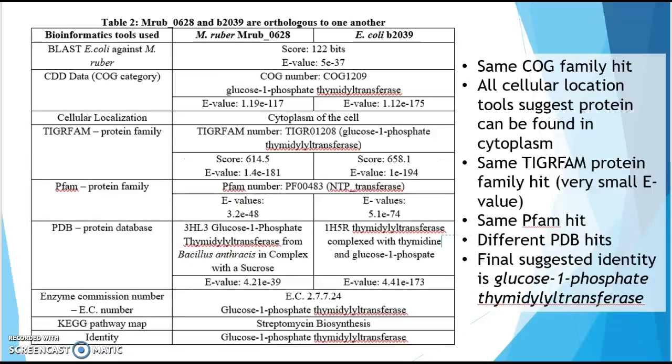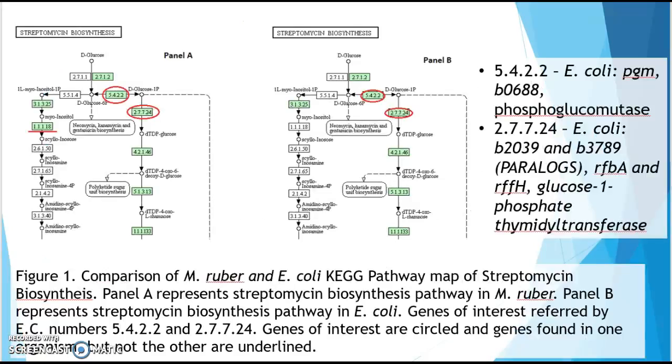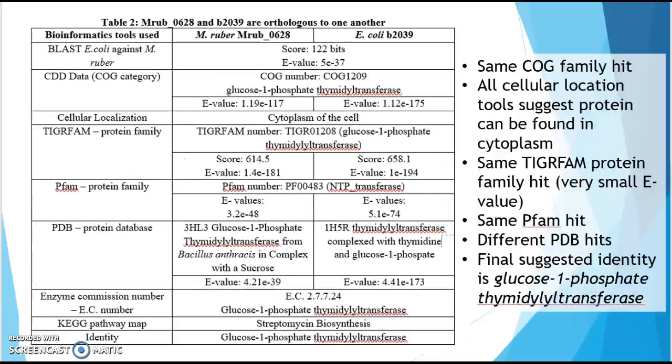For MRUB0628 and B2039, which were represented by the EC number 2.7.7.24, they also were analyzed using bioinformatics tools. Again, it could be seen that for the CDD database, they matched up with the same COG family, which was COG1209. This suggested that they coded for the protein glucose-1-phosphate thymidylyltransferase, which is identical to what the KEGG pathway map suggested. It can be seen that they matched up with very, very small e-values.